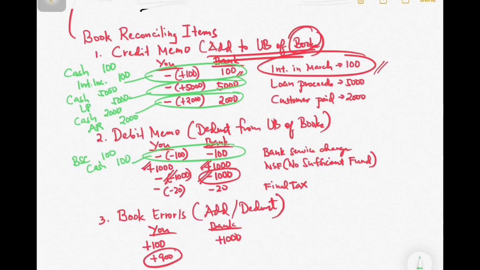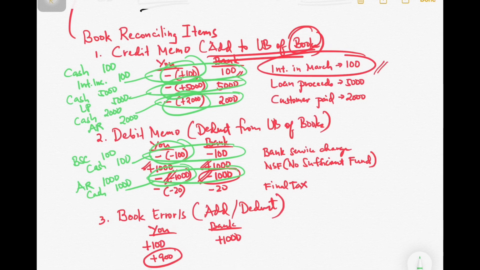How about for NSF? This one. Actually, I should only be circling the book side. I should only be circling this part. So what's the entry for this one? Since the money of your customer is not good, you will again regain your receivable of 1,000, but you lose the cash because the company's account does not have any balance.